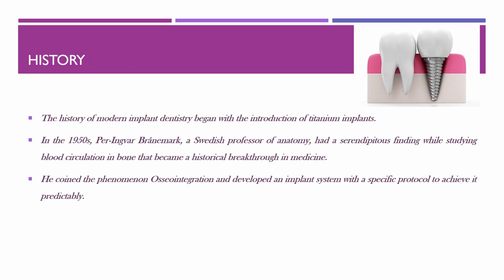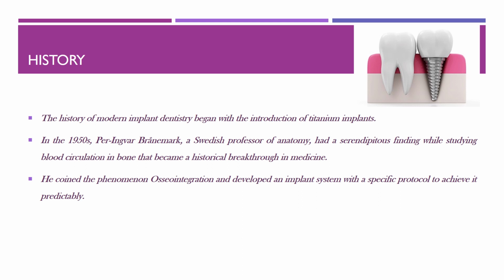Coming to the history of dental implants, the history of the modern implant industry began with the introduction of titanium implants. So in 1915, Per-Ingvar Brånemark, a Swedish professor of anatomy, had a serendipitous finding while studying blood circulation in bone. So that became a historical breakthrough in medicine. He discovered an intimate bone-to-implant position with titanium that offered sufficient strength to cope with load transfer. So he called the phenomenon osseointegration and developed an implant system with a specific protocol to predictably achieve it.